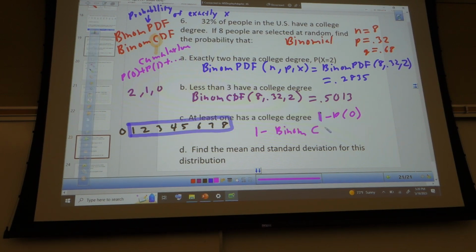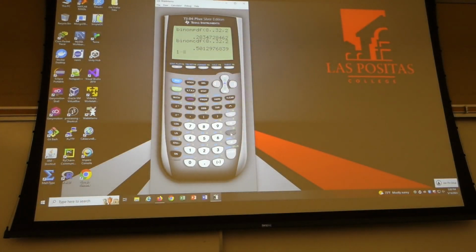CDF. CDF or PDF, either one's actually okay because it's just the same thing. In this case, CDF of N, P, X, so what should go in there? 0. Yep. And you can just do all that on your calculator if you like. I can just do 1 minus second bars. Right, so I have the 1 minus there. Binom CDF of 8, comma, 0.32, comma, 0. I get 0.9523.